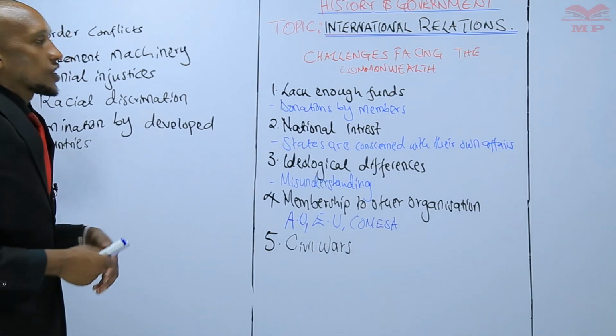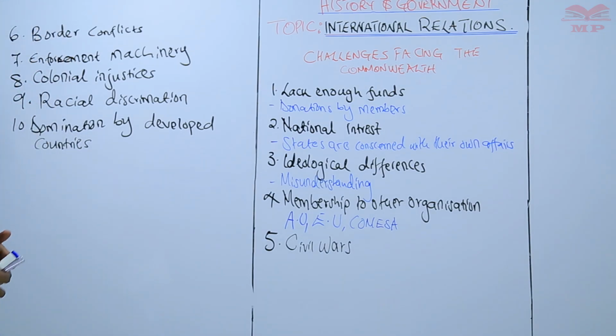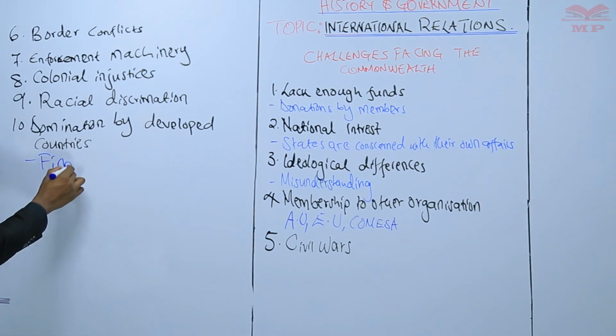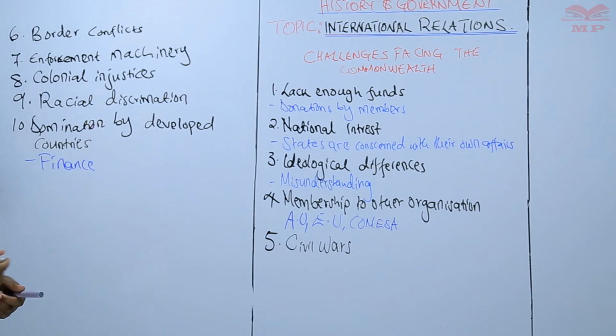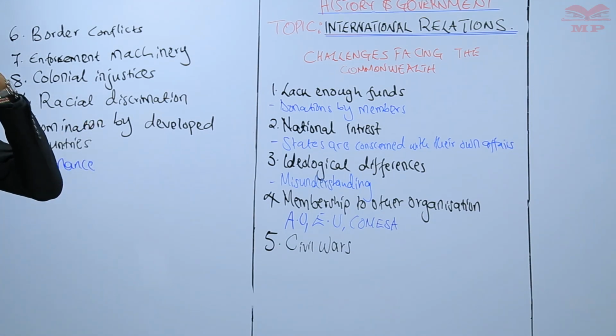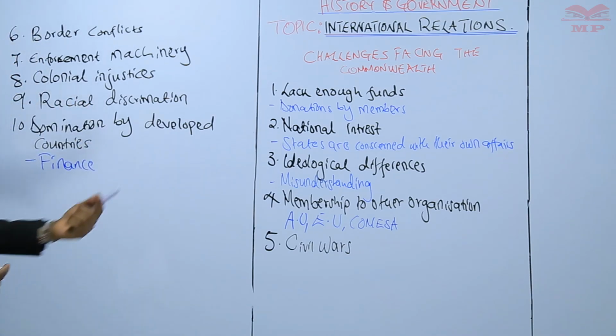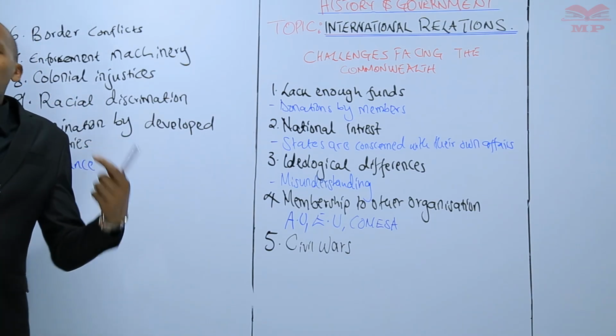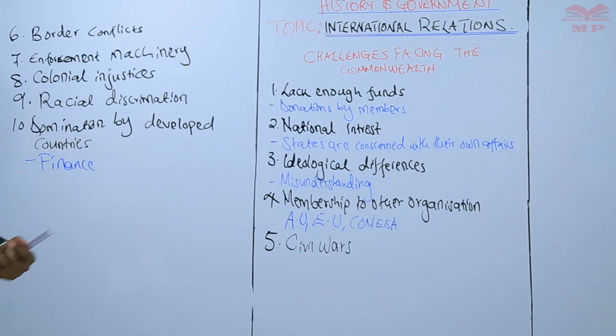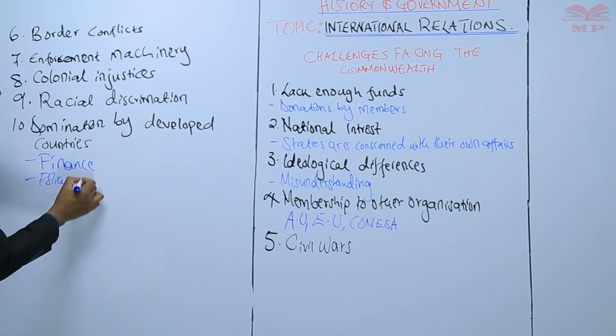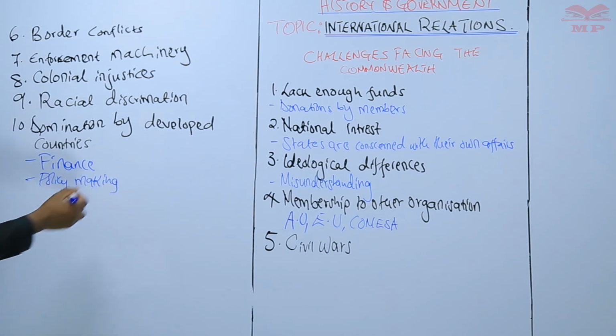better economies tend to dominate the decision making because they are providing finance. We said that the Commonwealth is run by donations or by money that is provided by members. So those countries that are developed, those countries that are more developed than the others, they provide more finance. And as they provide finance, they tend to dominate policy making. So when the policy is being made, they tend to bully. Indirectly, they bully the other powers because they do not have the financial muscle.